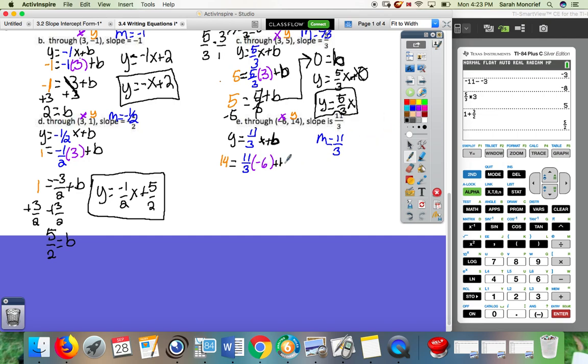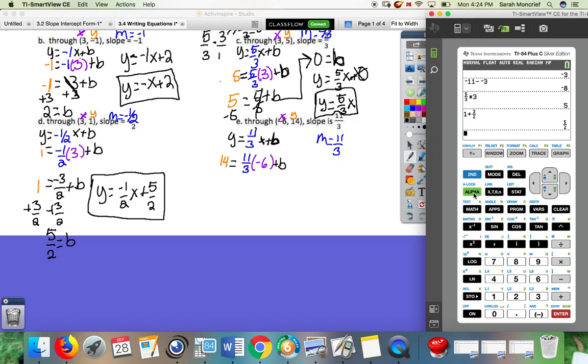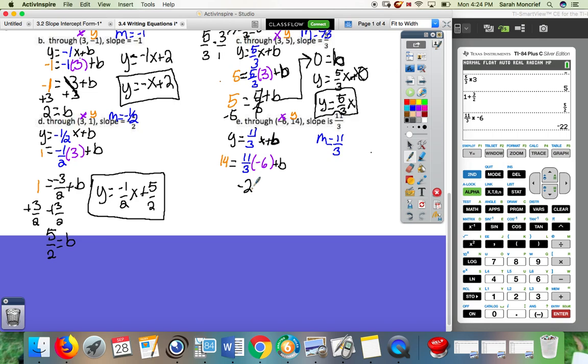plus b. Now, go ahead and just plug in 11 over 3 times negative 6 in your calculator. We're going to put 11 over 3 times negative 6. And what do we get? Negative 22. So we're left with negative 22 plus b is equal to 14.